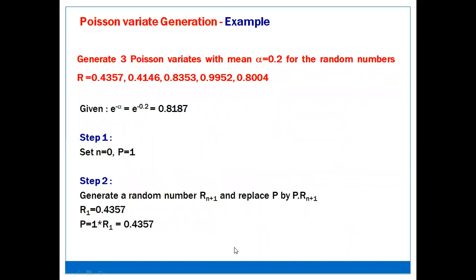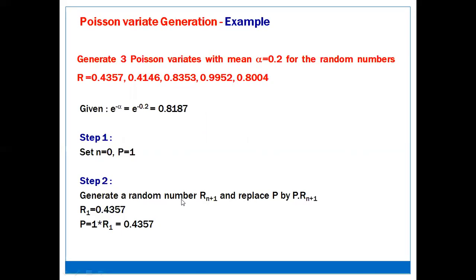So let's go with an example. Generate 3 Poisson variates with mean alpha equal to 0.2 for the random numbers r equal to 0.4357, 0.4146, 0.8353, 0.9952 and 0.8004. So given alpha as 0.2, e power minus alpha is equal to 0.8187 if you calculate. So step 1 will be set n equal to 0, p equal to 1 initially.